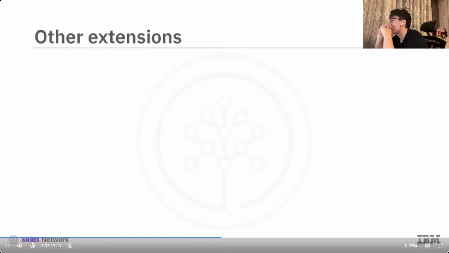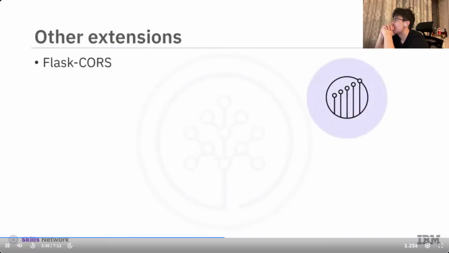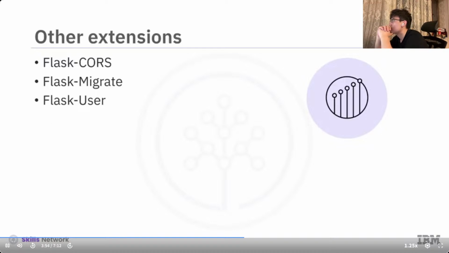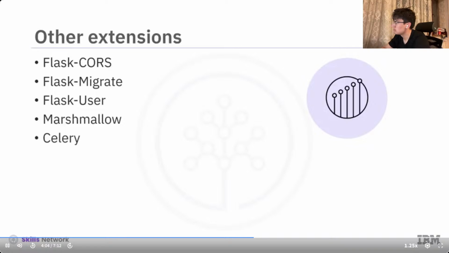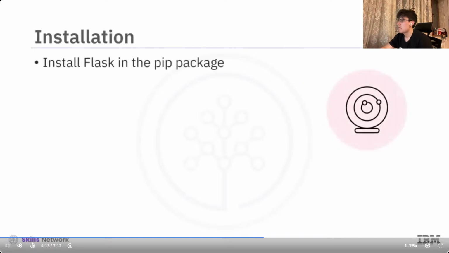Here are some other extensions. Flask CORS allows your application to handle cross-origin resource sharing, making cross-origin JavaScript requests possible. Flask Migrate adds database migrations to the SQLAlchemy ORM. Flask User adds user authentication, authorization, and other user management activities. Marshmallow adds extensive object serialization and deserialization support to your code. Finally, Celery is a powerful task queue that can be used for simple background tasks and complex multi-stage programs and schedules. Flask is available on the Python package manager called pip, and pip is available in the lab environment.